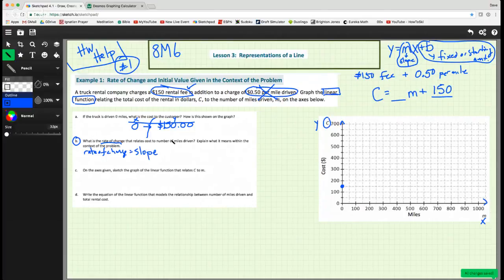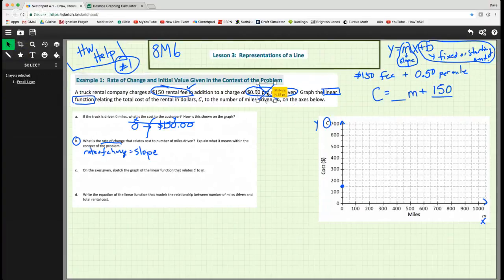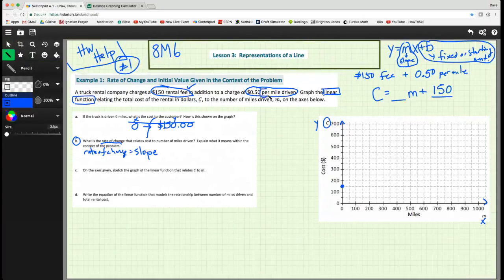Right? And the other keyword we like to look at when we talk about slope is this per thing. So when we see the word per, we're almost assured that that's where our slope lives. And so we get 0.5, $0.5 per mile. And that makes sense, right?